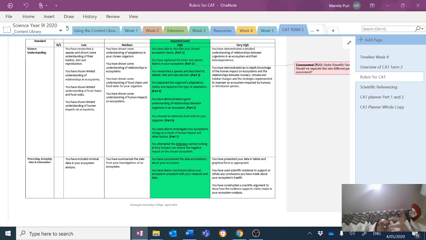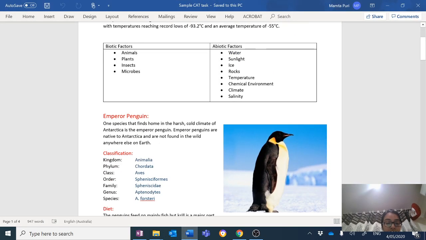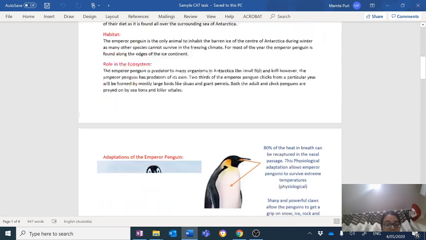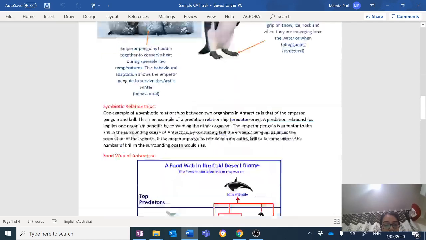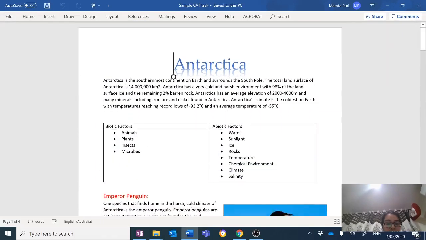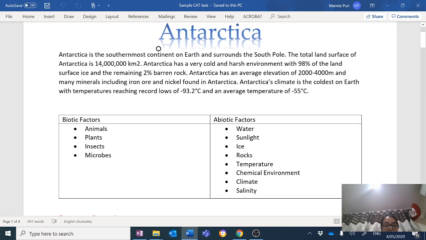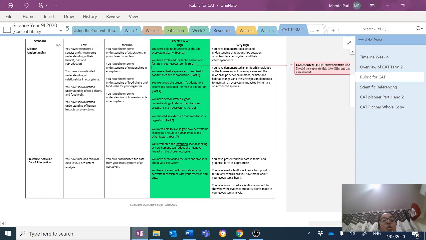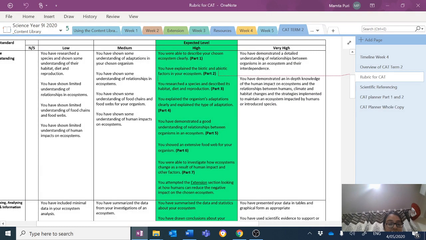For example, biotic and abiotic factors. Let me show you my example here. So this is what I have done. Biotic factors here for my choice, Antarctica: animals, plants, insects, microbes, and abiotic in front of you. Could you please make sure you reflect on that as well, if you can.